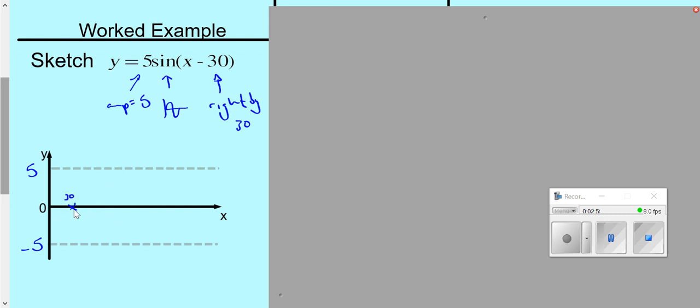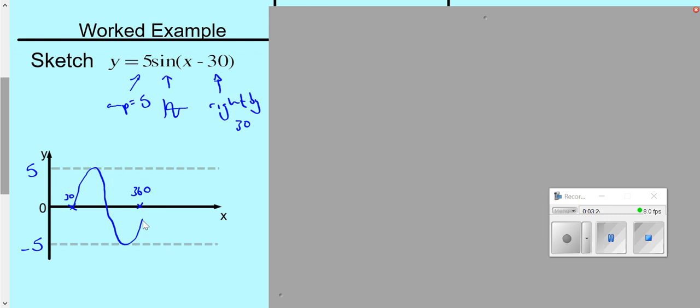And what I would always do is I would always draw a full sine graph. Okay? Now, if it's starting at 30, it must be finishing at 390. So we can take a little bit off. And that, roughly, will be 360. It doesn't need to be exact.